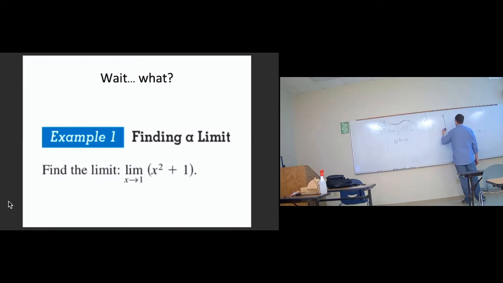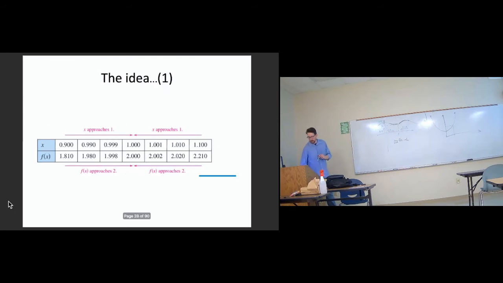Our function here is this guy. And as we get close to 1, we get close to whatever our function is equal to at 1, right? Make sense what I mean? So we can just plug in x is equal to 1 here and get out our answer. So the limit as x approaches 1 of x squared plus 1 is just going to be 2. One way we can see this is by creating a table and letting x get close to 1.